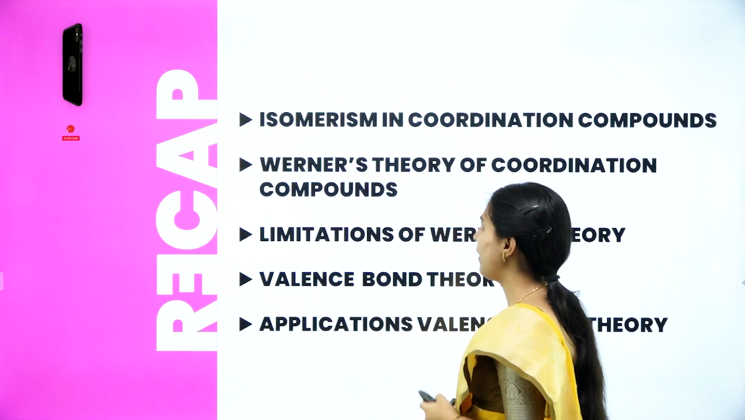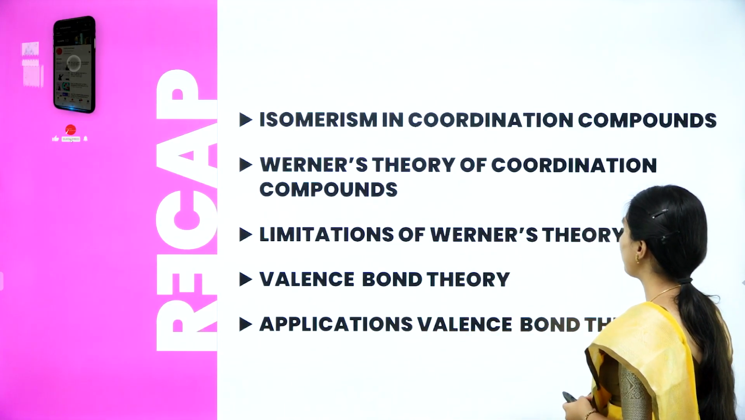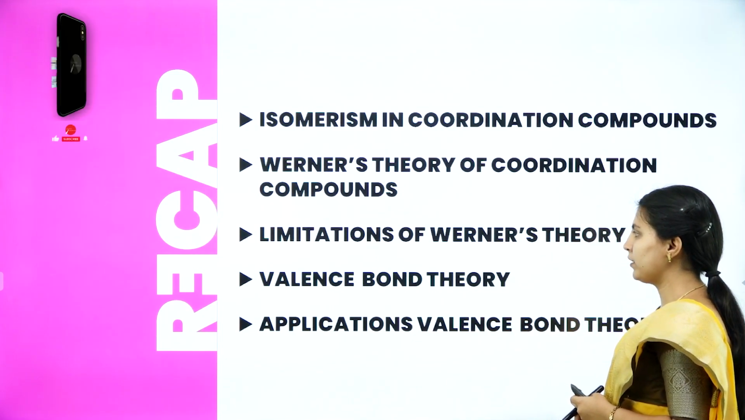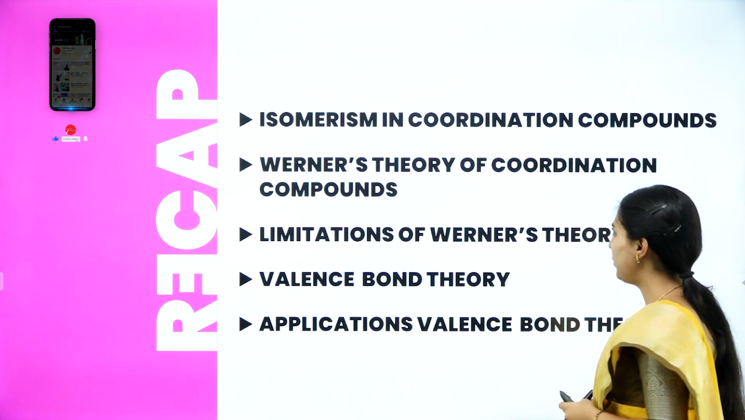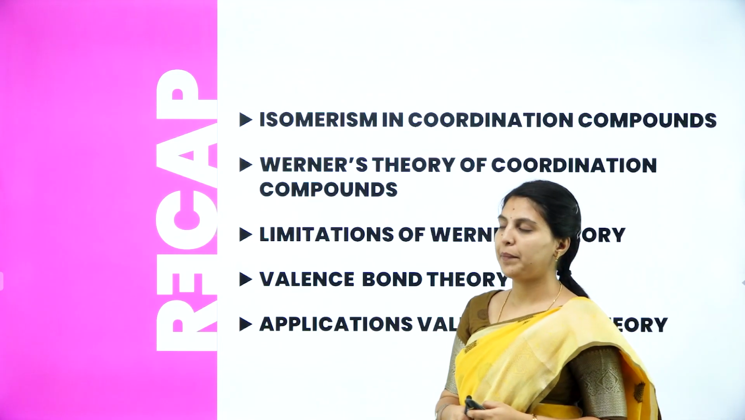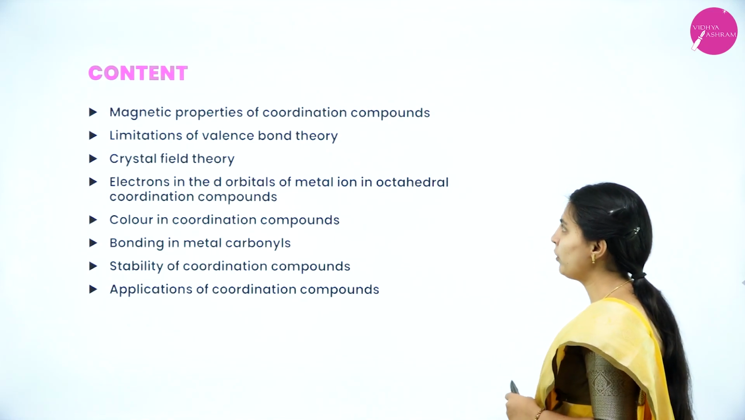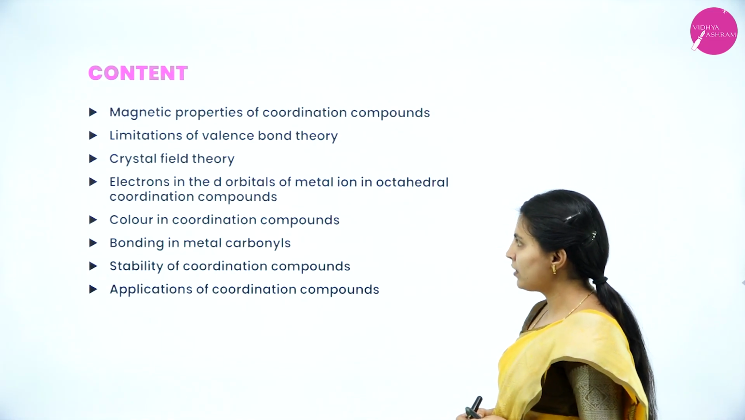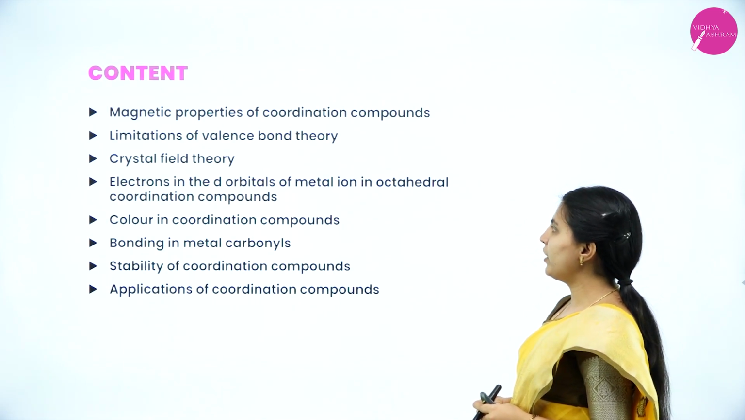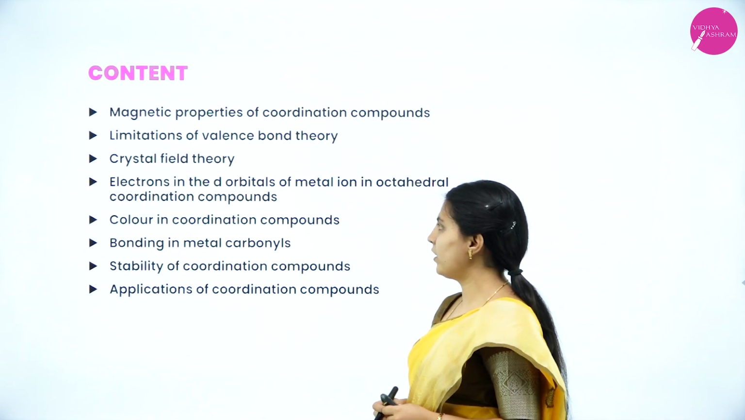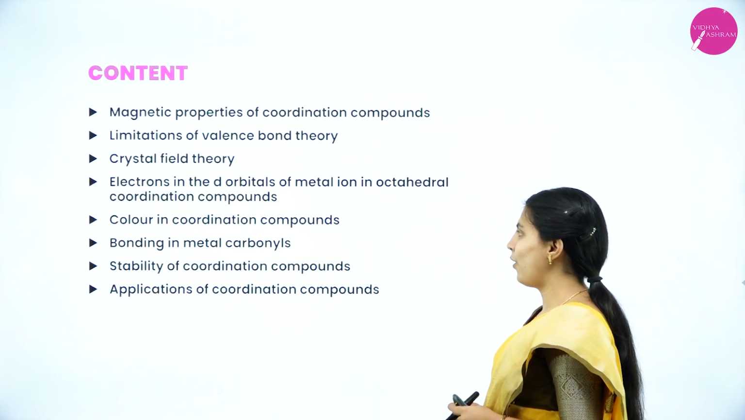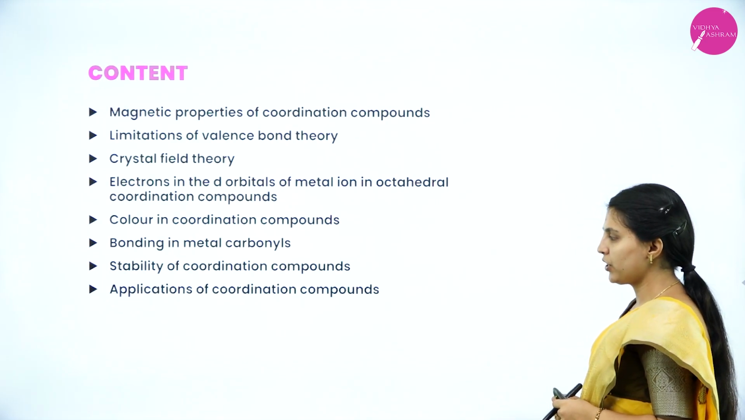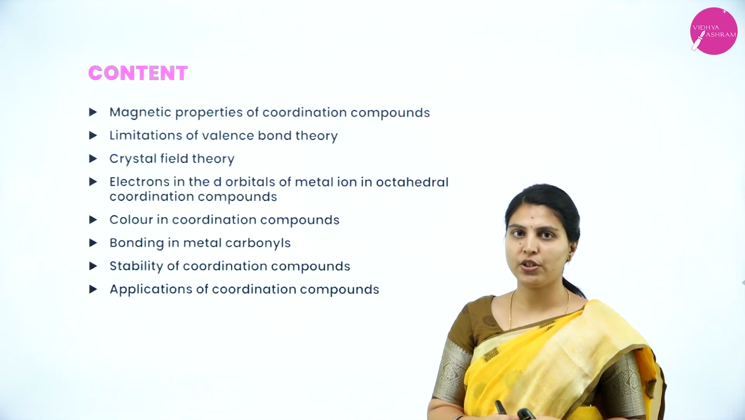In the previous session, we discussed isomerism in coordination compounds, Werner's theory of coordination compounds, limitations of Werner's theory, valence bond theory and applications of valence bond theory. In the current session, we will discuss magnetic properties of coordination compounds, limitations of VBT, crystal field theory, electrons in the d orbitals of metal ion in octahedral coordination compounds, color in coordination compounds, bonding in metal carbonyls, stability of coordination compounds and applications of coordination compounds.